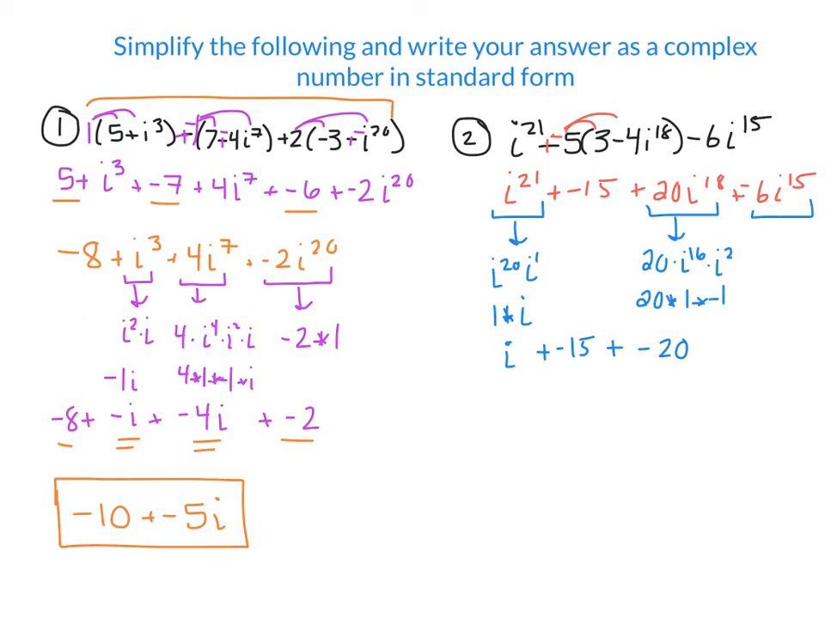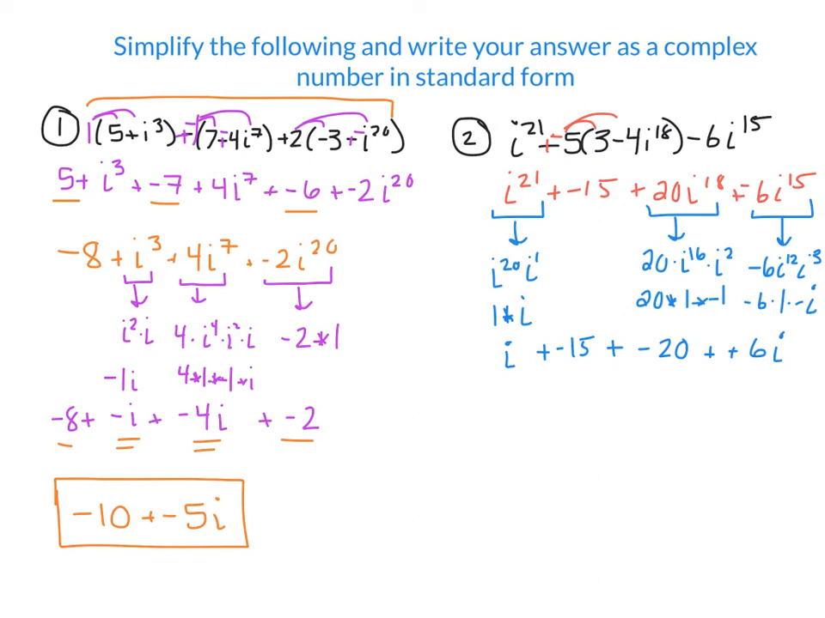And then this last piece here, this becomes -6, and then I can do i to the 12th, and then I'm going to do i to the 3rd here. So this becomes -6 times 1 times, I know i to the 3rd can be rewritten as i squared and i, which becomes a negative i value. So I have -6 times 1, which is -6, times that negative i. So I have a -6 times a negative i, which is a positive 6i.